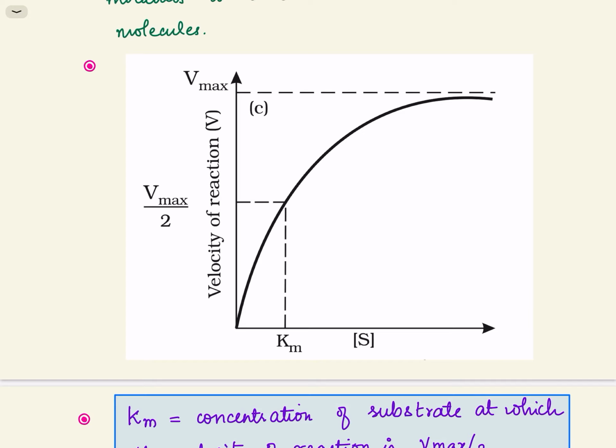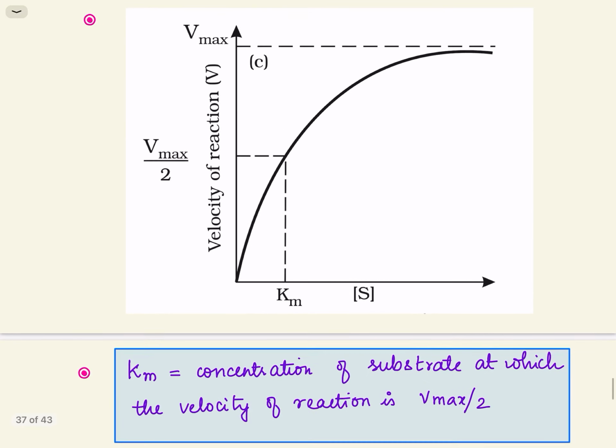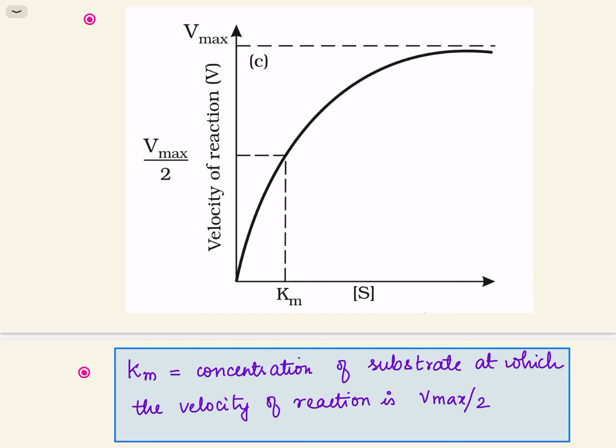So there is something known as Km. Km is nothing but the concentration of the substrate at which the velocity of the reaction is Vmax by 2. Please remember, this is not the velocity, this is the concentration of the substrate at which the velocity is Vmax by 2, right? Very important point, a mostly repeated NEET question, right?